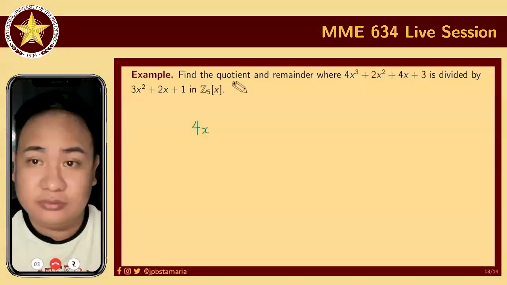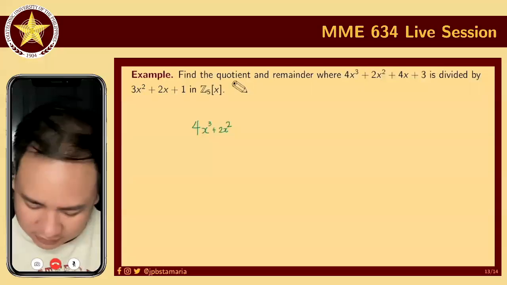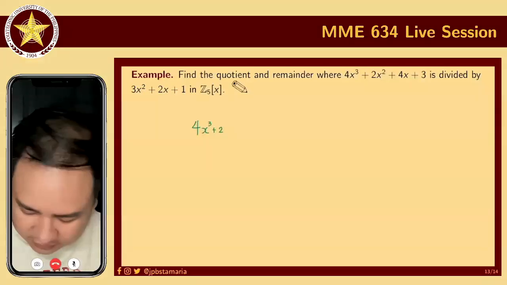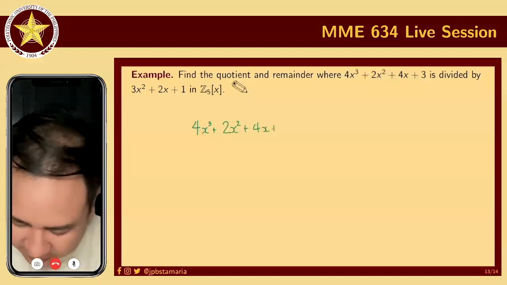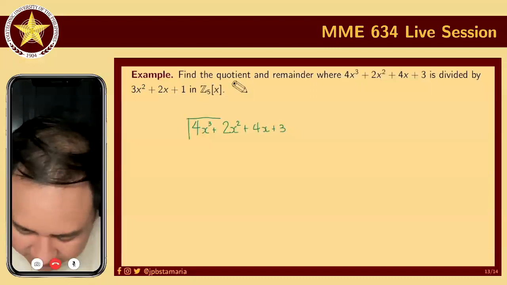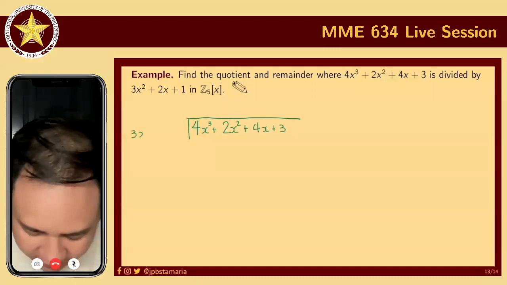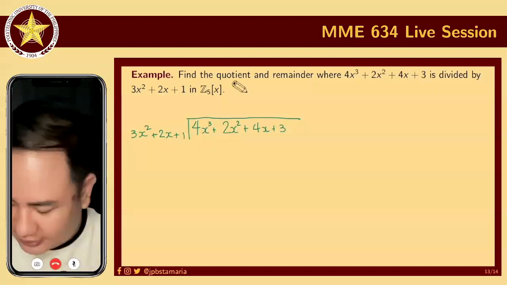4x cubed plus 2x squared plus 2x squared plus 4x plus 3. I'm going to divide that by 3x squared plus 2x plus 1. Kailangan dito meron kang scratch.